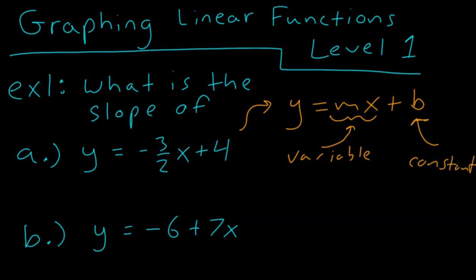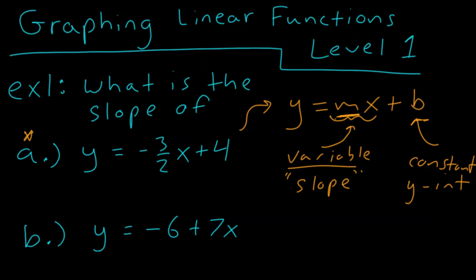Now, why am I first breaking this down as variable and constant? Well, it's where the variable is that your m value is actually going to be your slope. So whatever the coefficient of your variable is, that's going to be your slope. And right here, our b term, our constant, will always be our y-intercept. So let's talk about why that's important.